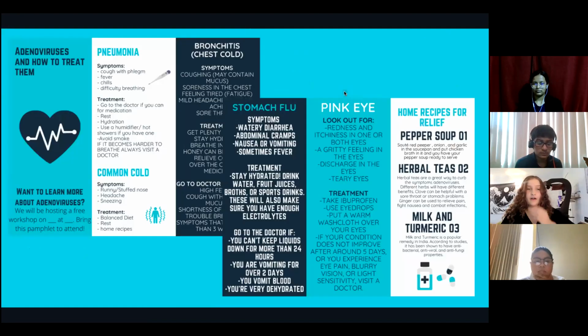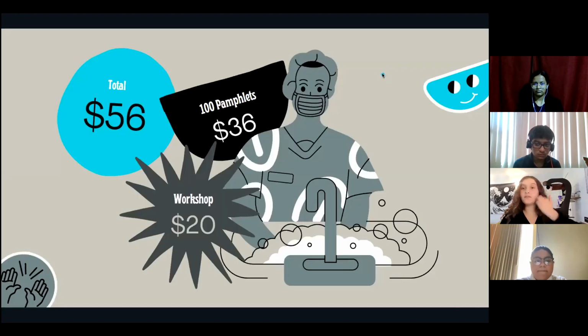So here are our pamphlets. They have the treatments, they have the symptoms, they have some homemade recipes as well, which we included after taking into account social determinants and considerations that medicine is not widely accessible for some people for a multitude of different reasons. So we wanted to include that. And for spending, we would need a total of $56. $36 would be for our pamphlets, and $20 would go towards running the workshop. And so I'm going to hand it over to Anirudh, who's going to go over the rest of our proposal.